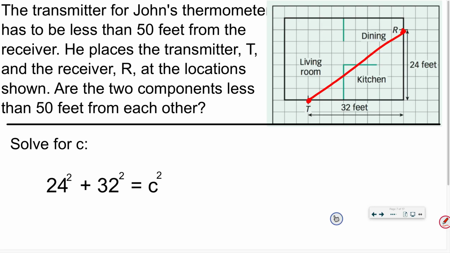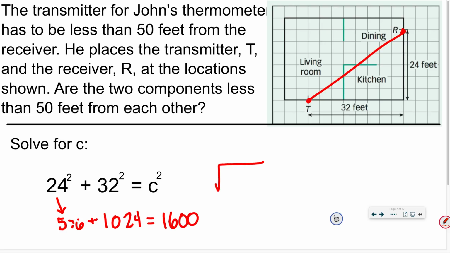Who wants to tell me what you got when you squared 24, Mercedes? 576. Who wants to tell me what you got when you squared 32? Michael. 1,024. Right, if I add that together, what do I get? What is the last thing I have to do? I have to find the square root. Frankie, when you find the square root of 1,600, what do you get? 40.